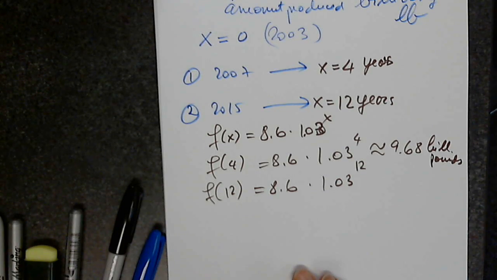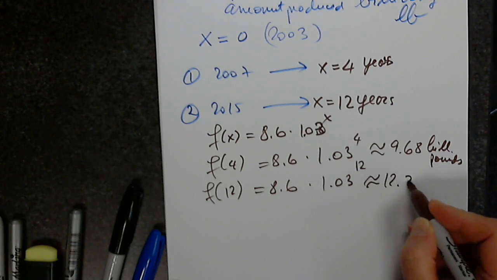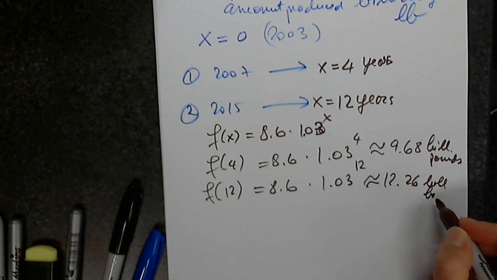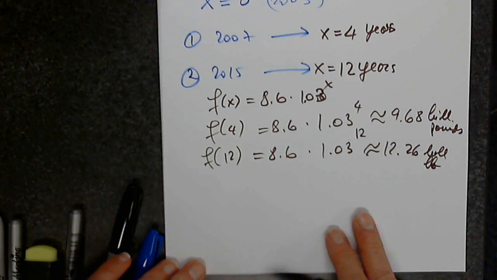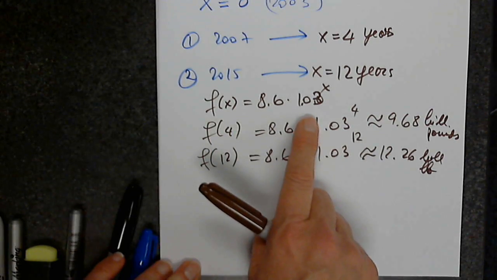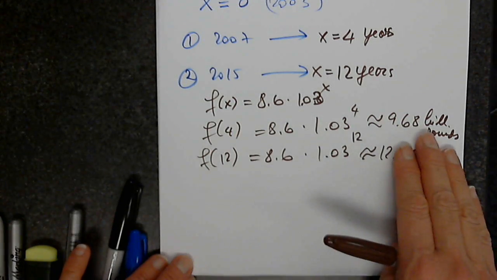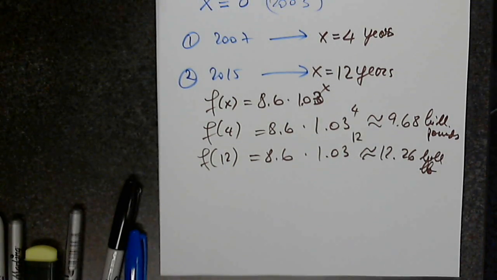So do you write f of 4 equals 9.6 billion pounds? When you're writing the answer, do you write? Yeah, I'll show you in a moment. Let me just override this by 12 and press enter. 12.26. Okay, so this is what I recommend. f of 4, because I specified here what f of x means. So then f of 4 is approximately this, f of 12 is approximately that.